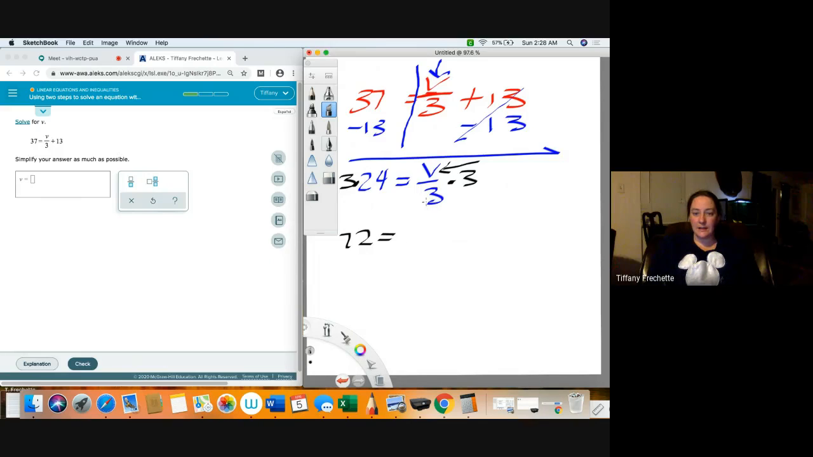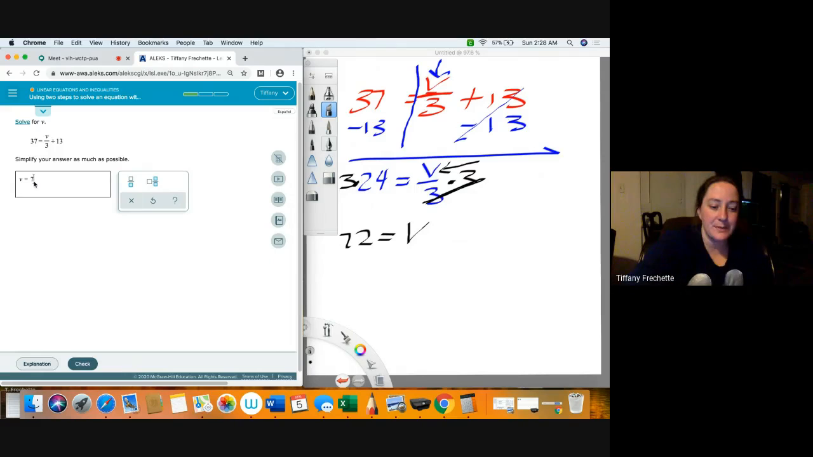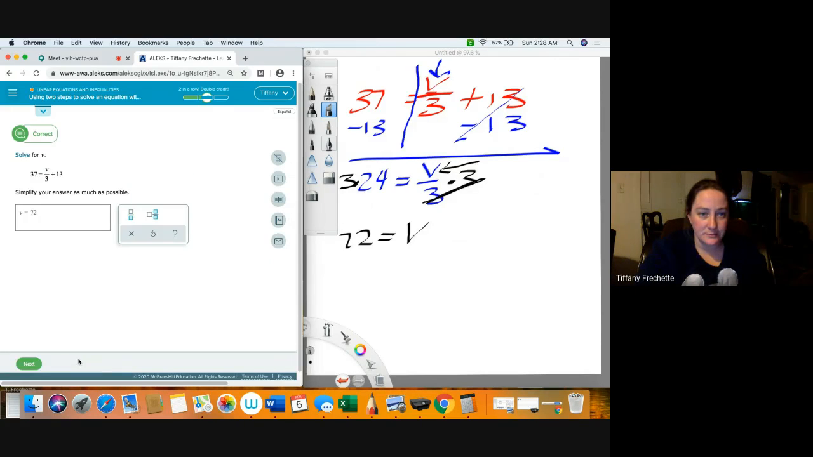Equals, and any number divided by itself cancels out, which is why we do that, so that we just have the variable left over. So v has to be 72 in this case. All right, that's a whole other topic, all done.